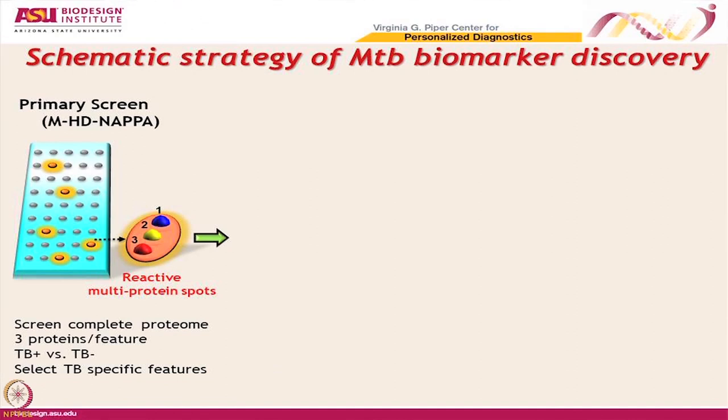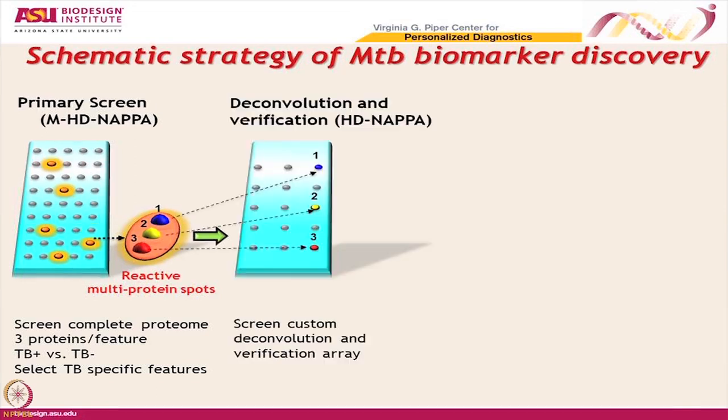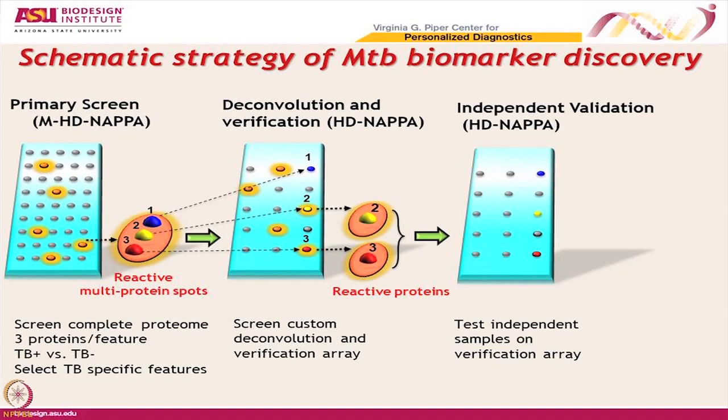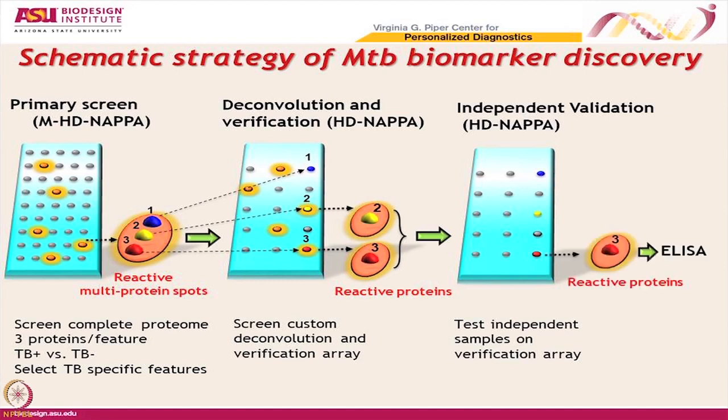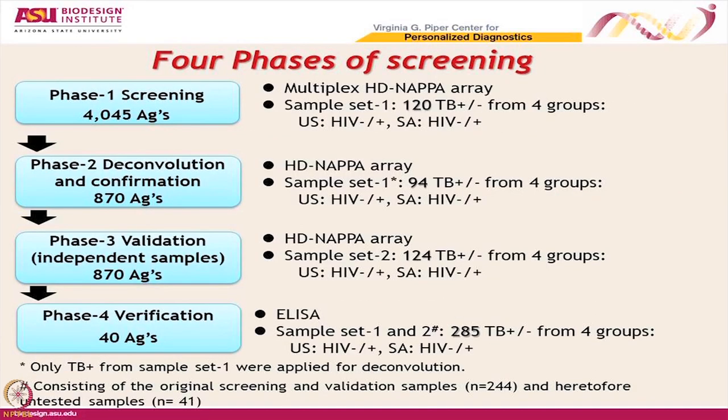And then we screened that with TB sera and positive disease and healthier individual disease, compared that. When we got a hit, we took that hit and we divided it into three individual spots in that secondary verification and deconvolution array. We did this separate array. And then from that, we got individual proteins that were positive. And then we did a third level of validation by testing different samples on a verification array. And then finally, we took those individual spots to ELISA. So once again, a multi-tiered set of experiments to make sure that whatever hits we observe really make sense. Okay? And so this is kind of a summary of that.